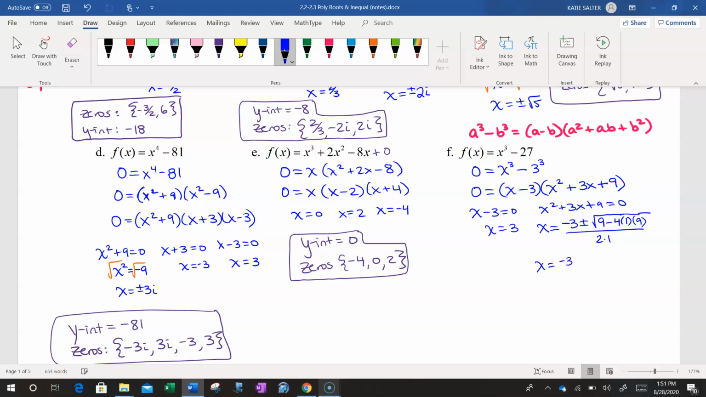So we're going to clean that up. That's negative 3 plus or minus the square root of 9 minus 36, which is ultimately going to be negative 27, all over 2. So then we're going to break down negative 27, and I may just do this over to the side. If I have the square root of negative 27, that is really saying the square root of negative 9 times 3, because we want to break it down so we can see that perfect square factor. And we know that the square root of negative 9 is 3i, so that 3i is going to come out.